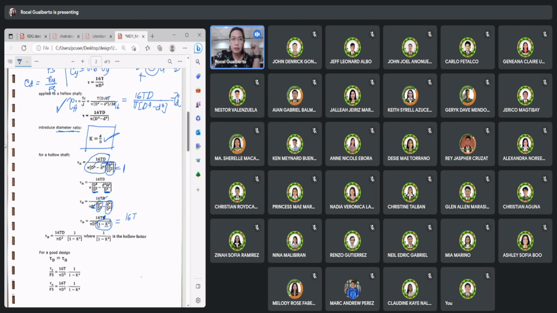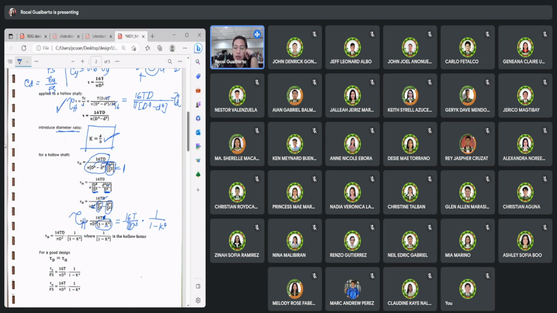Okay? So, ano po yung matitira? That will be 16t divided by pi d cube. Times, ari po ihihiwalay po natin, 1 over 1 minus k to the 4th. Okay? So, this would be the resulting equation for your tau of hollow. Okay, 16t over pi d cube times this factor.